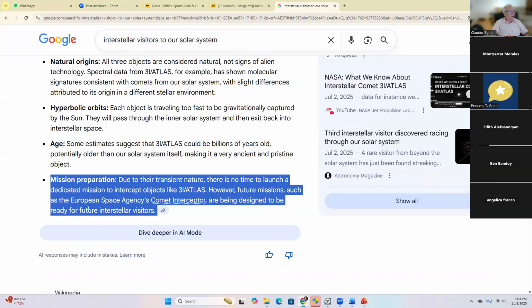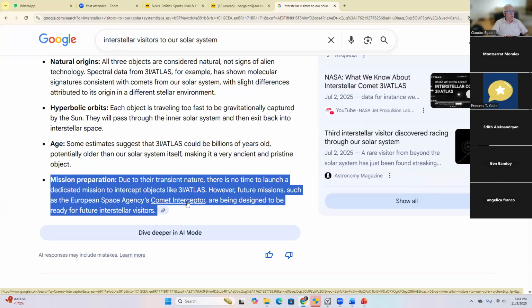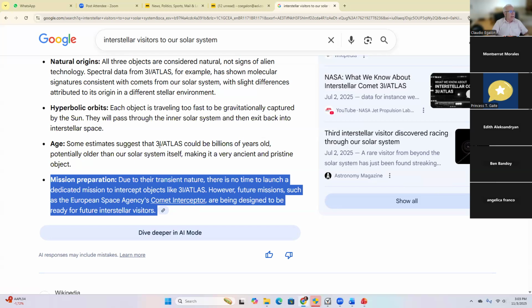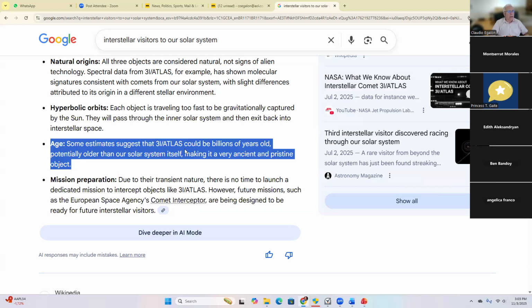However, future missions, such as the European Space Agency's Comet Interceptor, are being designed to be ready for future interstellar visitors. So next time we'll be ready to intercept them. This 3I/ATLAS has a very strange orbit because it's very close to the orbital plane of the planets, okay? The likelihood that something like that could occur for an interstellar object is very small, less than 1%, 0.1, 0.2%.